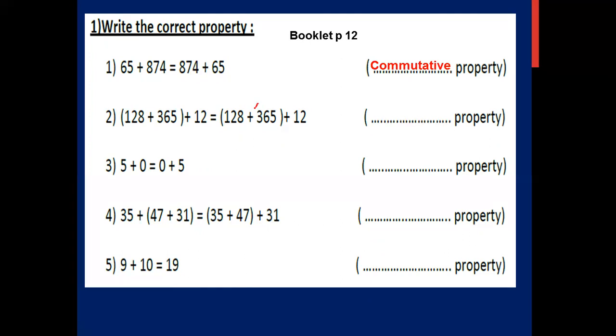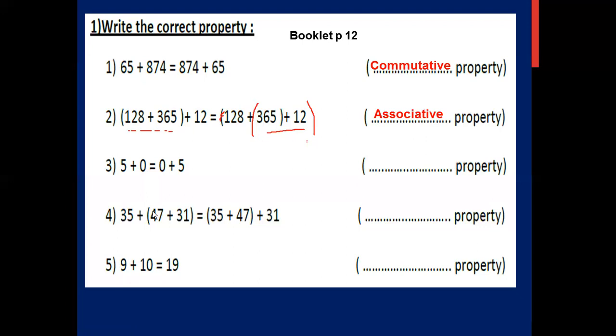In here, I will put brackets here, okay? I will put a bracket here. Cancel this bracket. Okay, thank you. 128 plus 365 plus 12. I take the first and the second, and then I take the second and the third. This is called associative property, okay?